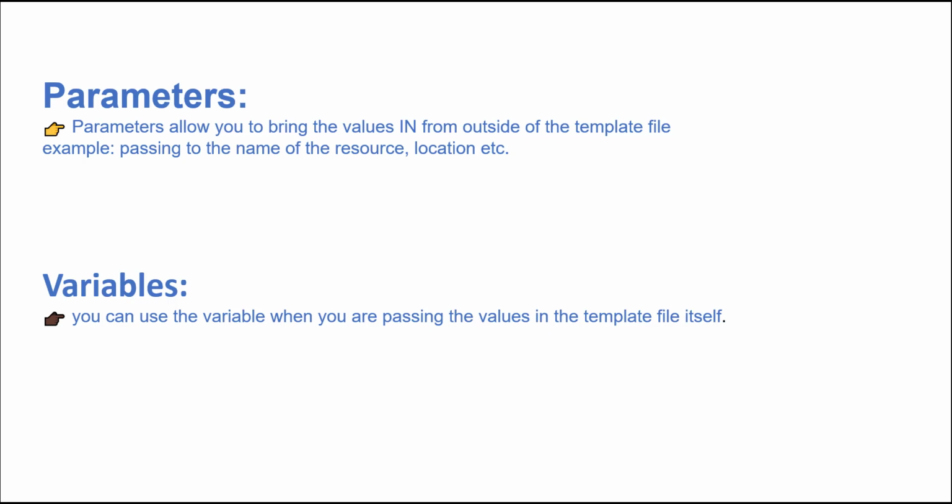So let's start with the parameter. Parameters allow you to bring a value in from outside of a template file. For example, passing the name of the resources, location, or maybe some values that are required and impact your pricing. So if your organization has a naming convention, then you have to pass those kinds of values, so you can pass them in from outside of your template file. So consider that.